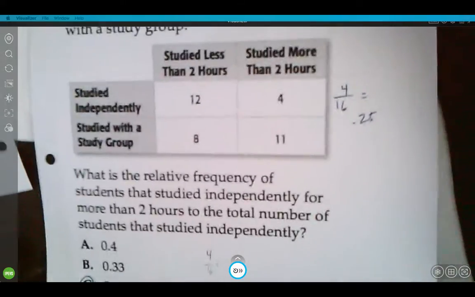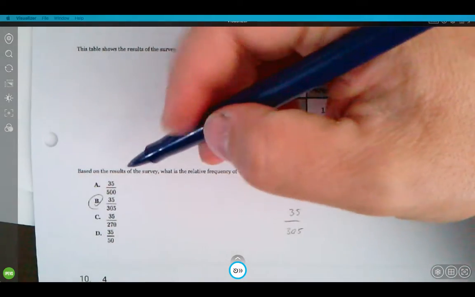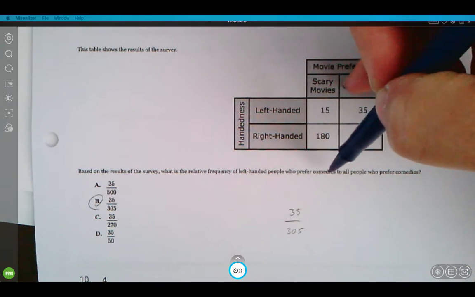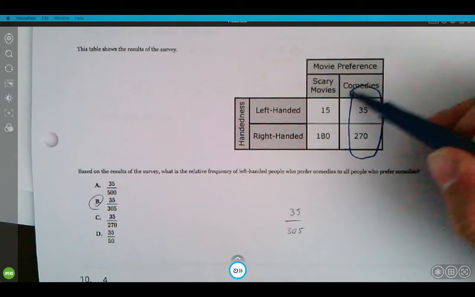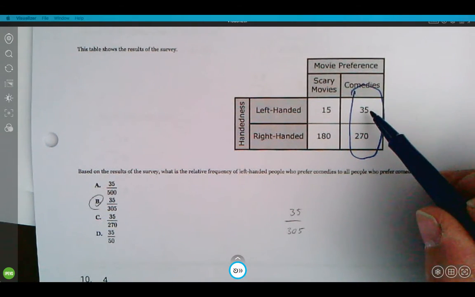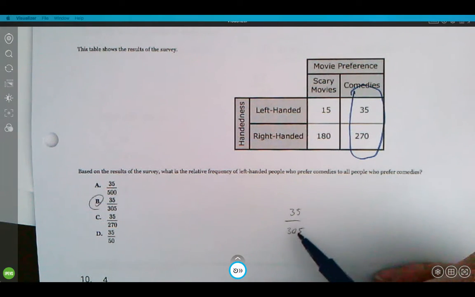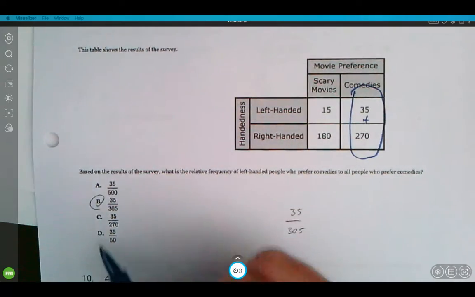Moving on with quiz number 4. The answer you can see was B. Let's look at why. What is the relative frequency of left-handed people who prefer comedies to all the people that prefer comedies? So we're just looking here. Left-handed people that prefer comedies is 35, to all the people that prefer comedies is 305 if you add these two numbers. So the answer I was looking for was B.